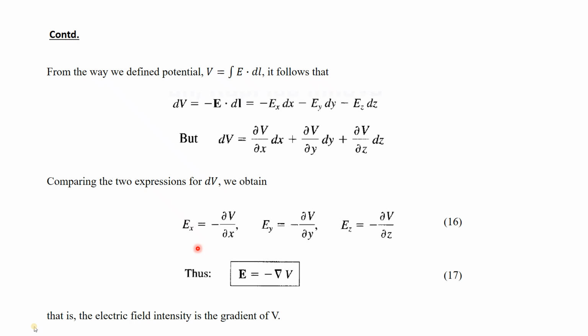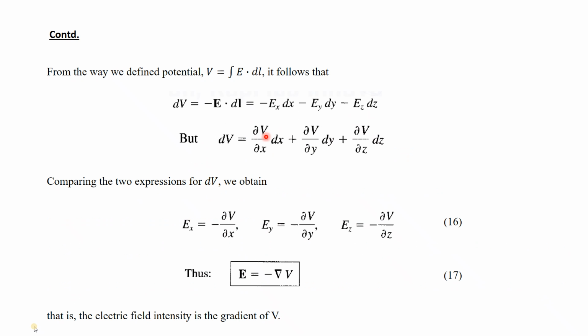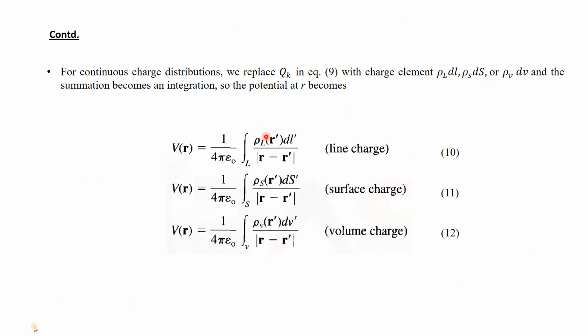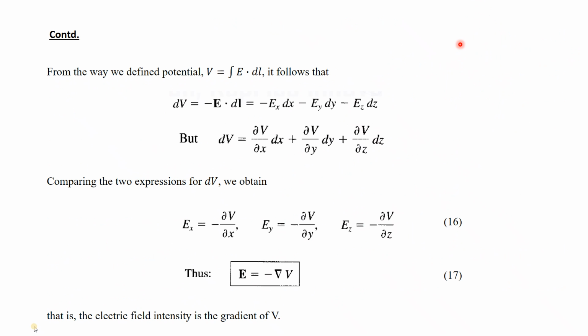Okay. Now from the way we find potential V, it follows that, you can say, this is the derivative form. So this is one equation which we have got, that is the curl of E is 0. Now we want to directly find the relationship, because we have a relationship between V and E. The potential difference VAB is equal to minus the line integral of E dot dl. Okay, this we know. This is the integral form.